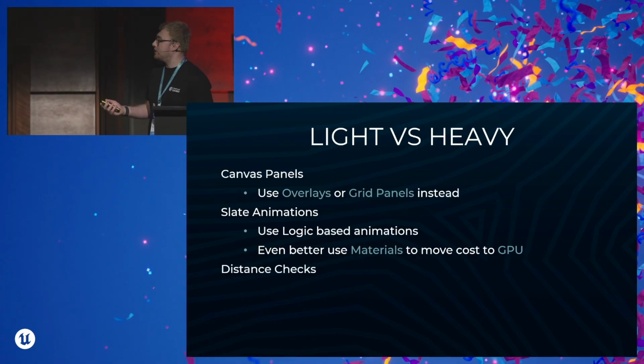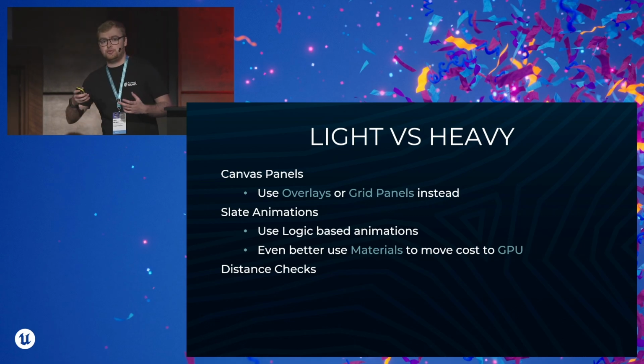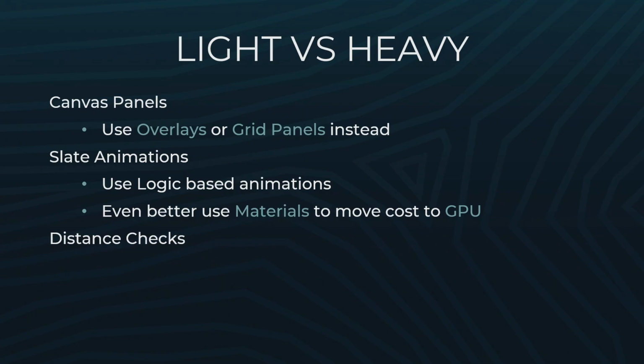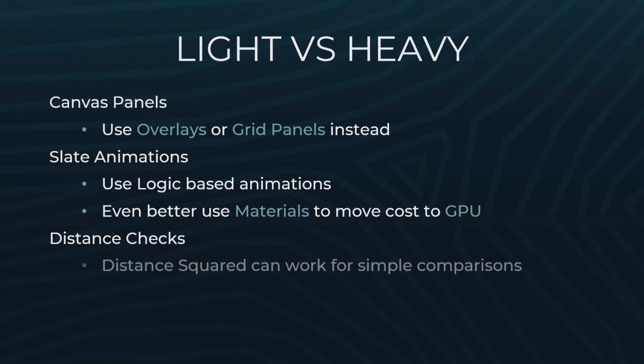There's also distance checks. This is a small one, but if you're doing simple distance checks, just checking if actor A is closer to actor B than C, you can use a distance squared check instead. You might have to square one of your values to do this distance check, but it ends up being a lot cheaper than having to do a square root. So switching these over throughout your game, especially for logic you're running very often, can save a little bit of time there. And again, these are all very manual processes that can save a little bit of time.